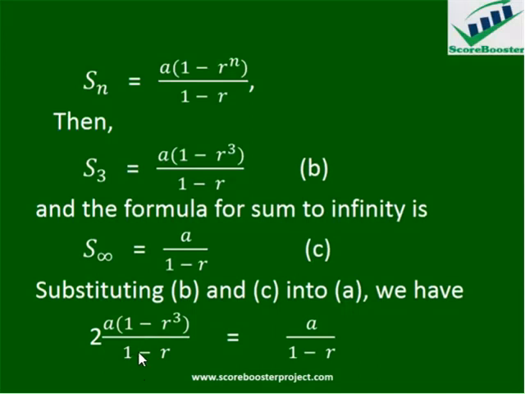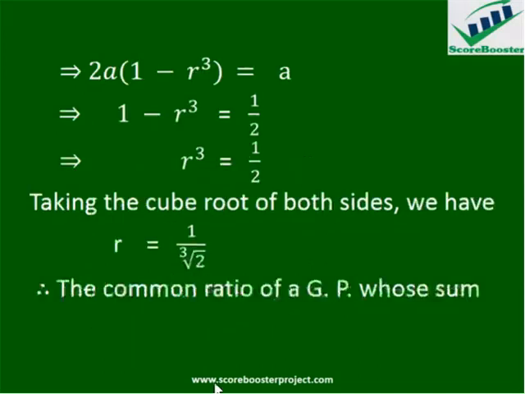So we can cross multiply. If we cross multiply, we have 2A into 1 minus R cubed multiplied by 1 minus R equals A multiplied by 1 minus R. So we should divide both sides by 1 minus R. We are left with 2A into 1 minus R cubed equals A.